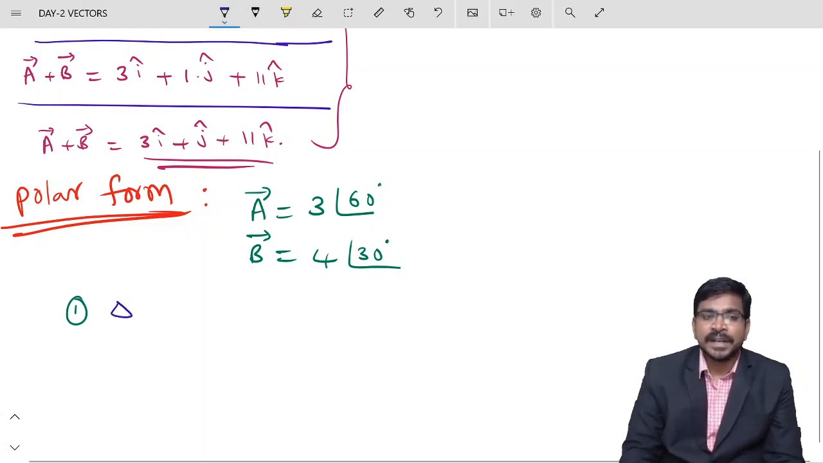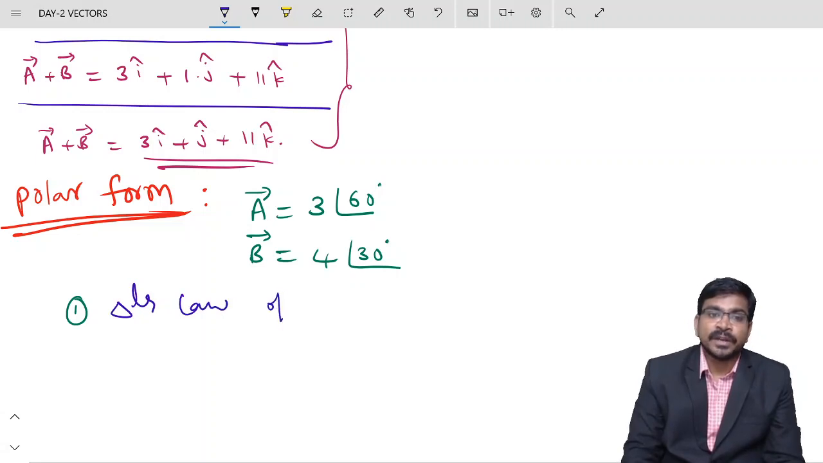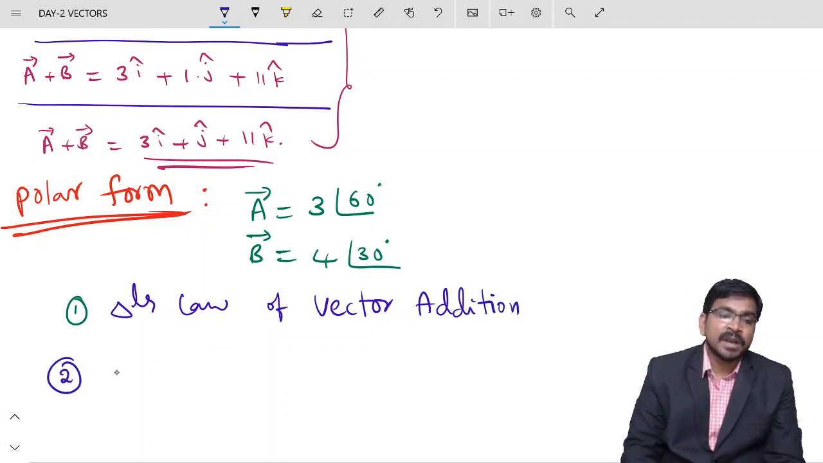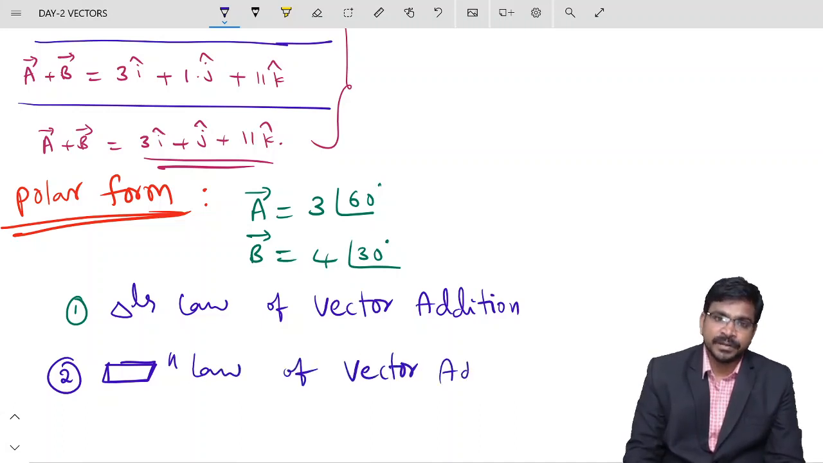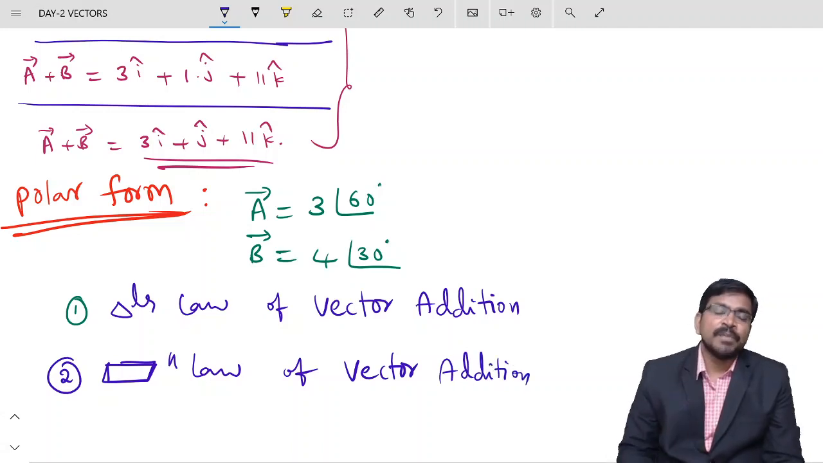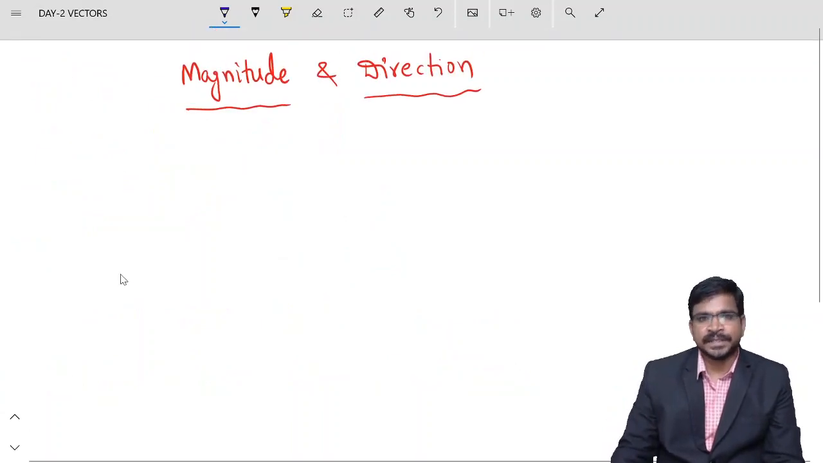The first law is the triangular law of vector addition, and the second law is the parallelogram law of vector addition. In these two laws, only the geometry differs, but the formulae are the same. So first we will see the formulae and then special cases.